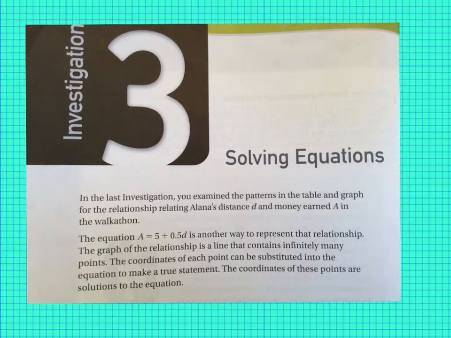intersection. So as we begin investigation 3, we're referring back to Alana and the distance she traveled during the walkathon. Remember that Alana earned $5 from her sponsor and then 50 cents for every kilometer that she walked. We're going to be looking at this equation a little bit further as to how we can solve for the amount she needs to earn or how we can solve for the distance she needs to walk.